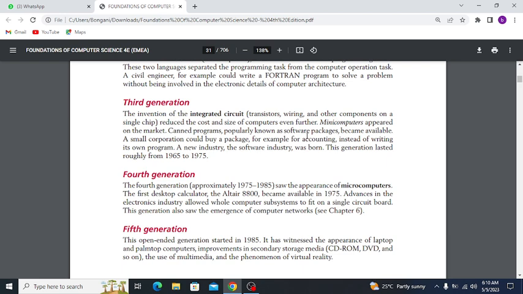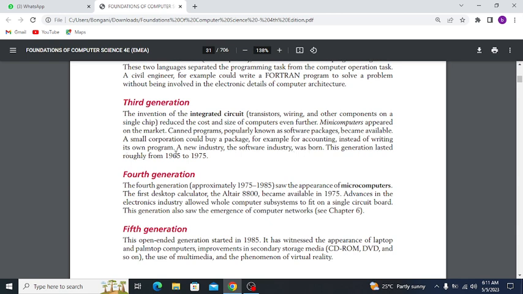The transistors are integrated in a circuit, right? So that is called a single chip. A chip is quite small, but they put all the important components that allow the functionality of the computer in the chip, reducing the cost and size of computers even further. Many computers appeared on the market. Canned programs, popularly known as software packages, became available.